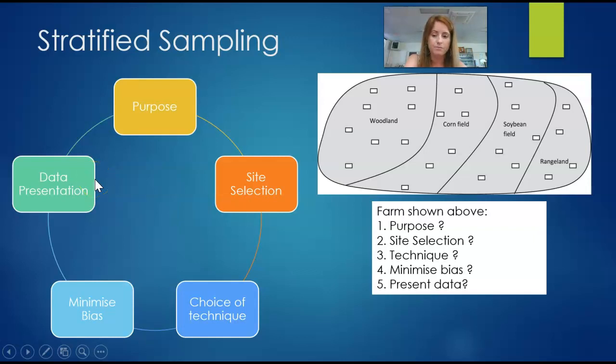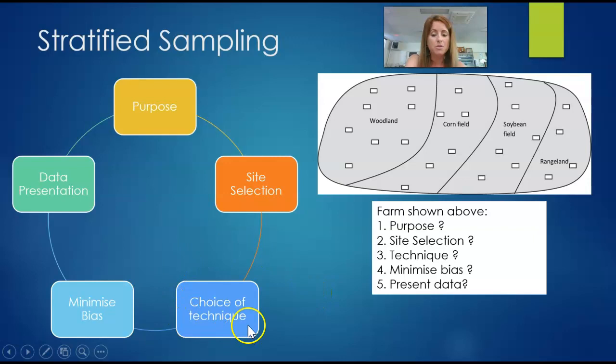And so thinking about how that data is presented so that it's useful in showing what you've learned from the study. These 5 things need to be taken into consideration when doing stratified sampling, or really any type of sampling. You should know the purpose of the study. From that, you should be able to select a site that represents the whole area that you're trying to study. Choose a technique that aligns with your purpose. Minimize your bias. And then know how to present that data.